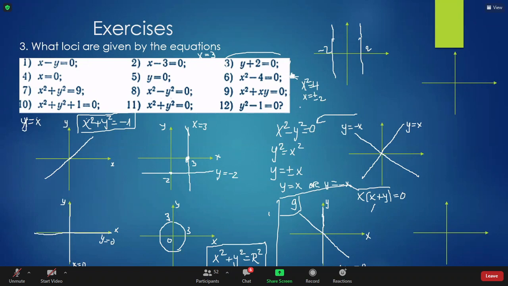So, actually, yes, locus is singular, and loci is plural. That's the beauty of the English language, from Latin.